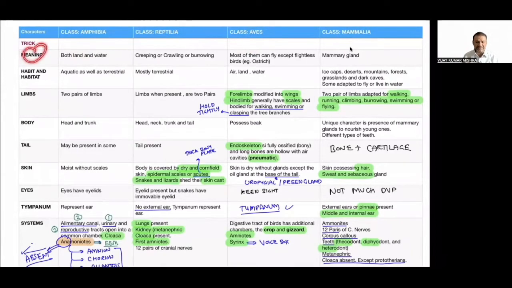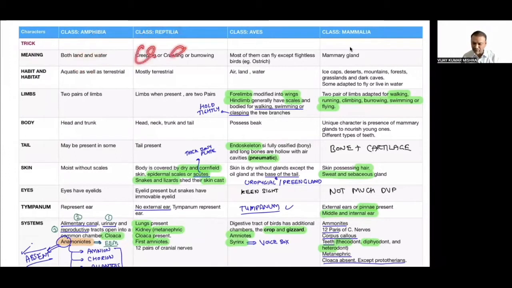Here we go. The first point is the meaning. Amphi means two, that is they can live in water as well as on land. So they are aquatic as well as terrestrial. Reptile means they are the first terrestrial organism, like pteridophyte is the first plant to arise on land because it has a vascular bundle, xylem and phloem. That is the first time. In the same way, reptile is the first successful terrestrial organism. Amphibia cannot live without water.